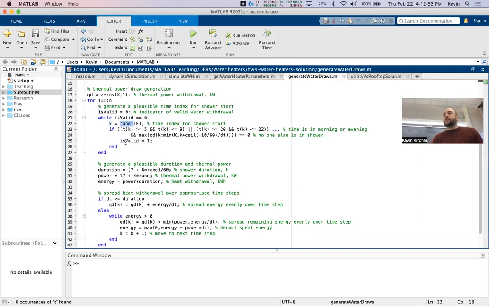This generates a random integer between 1 and the argument k. So if k is like 24, if I was using hourly time steps, then I would be running basically between 1 and 24 randomly.